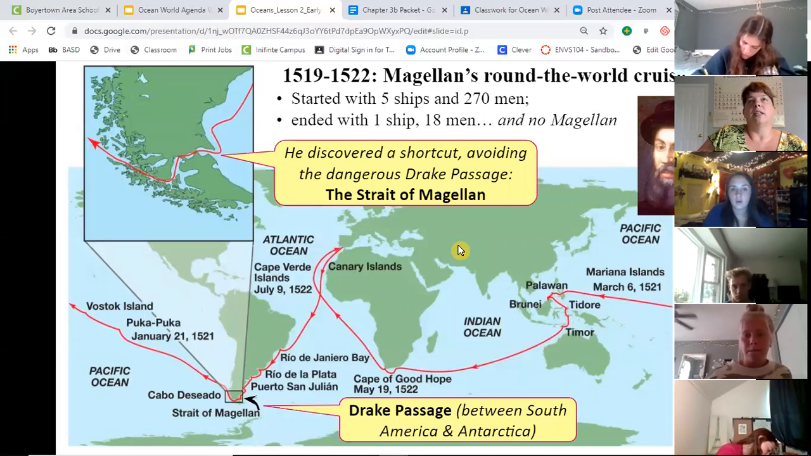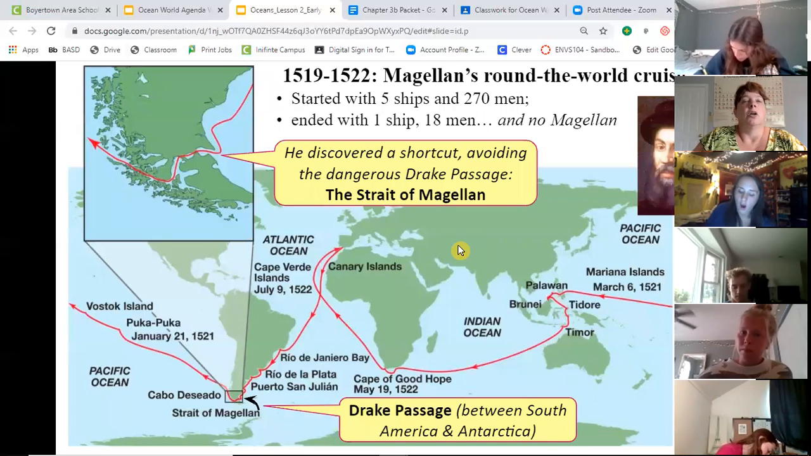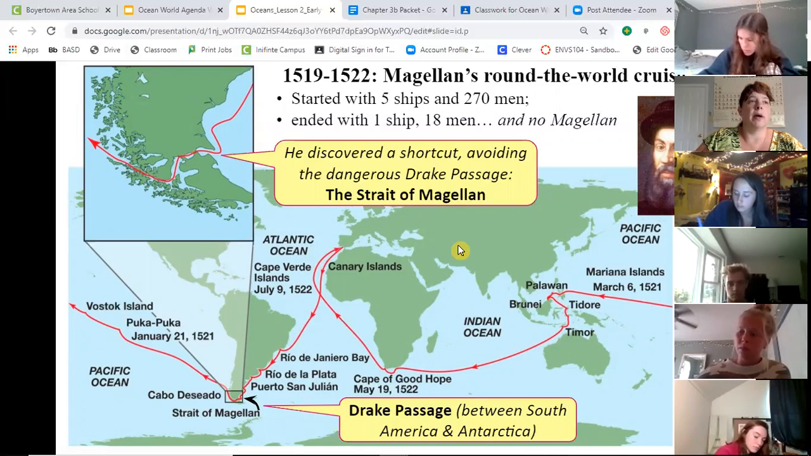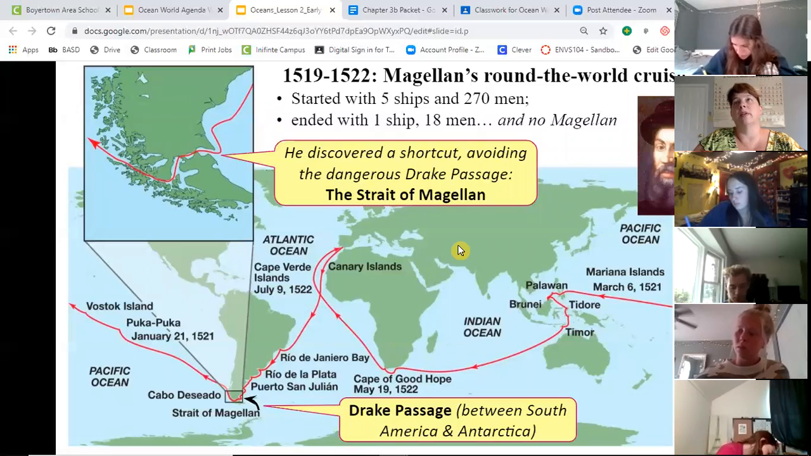Then in 1519, Ferdinand Magellan left Portugal to try to circumnavigate the globe. That means he wanted to travel the whole way around the globe. So he obviously had to worry about getting around some land masses. When he left Portugal, he left with 270 men and 5 ships, and it took 3 years. He did succeed, but in that time, only 1 ship returned and 18 men.